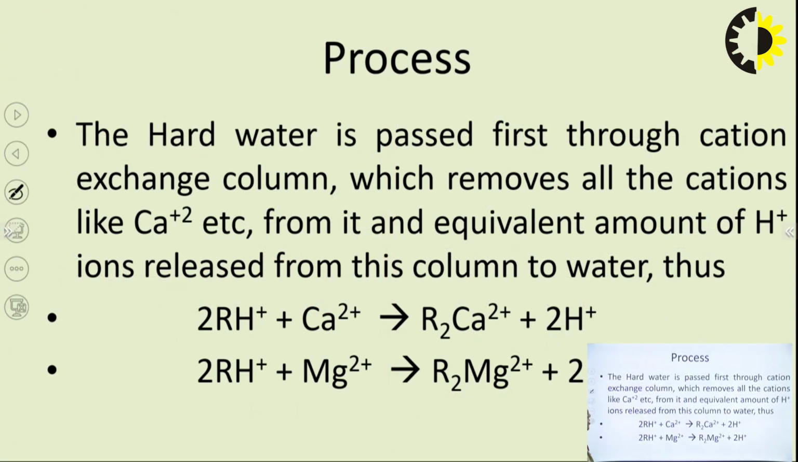This is the process which I have already explained. The hard water is first passed through the cation exchange column, which removes all the cations like calcium or magnesium, and an equivalent amount of H+ ions are released into the cation exchange column. And the reaction that is taking place: 2RH plus Ca2+ gives R2Ca plus 2H+. Similarly, the same reaction runs for the magnesium ions also.